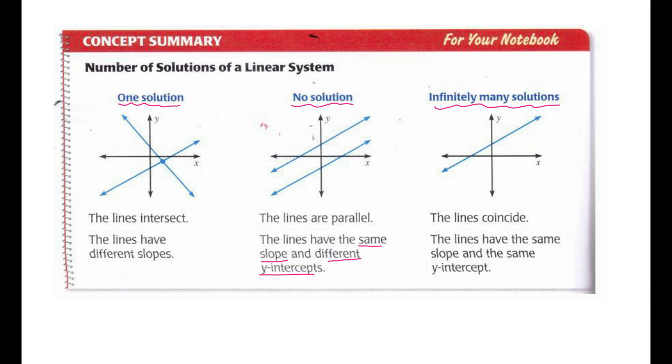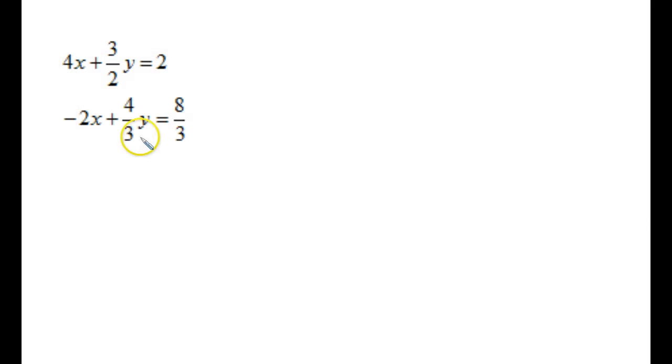So here's a few examples that show up in Renaissance. Let's call this problem 1. You notice the equations are always in slope-intercept form so that we can see the slope and the y-intercept. So in these cases, we have to solve them for y first before we can tell what we've got.